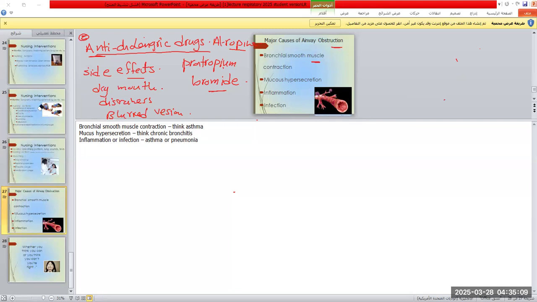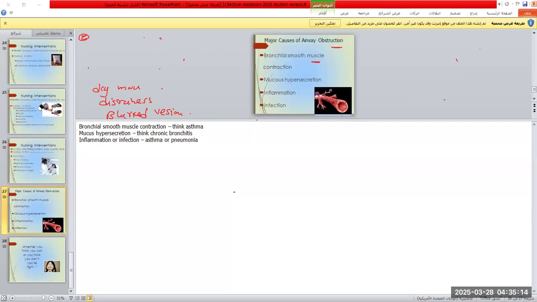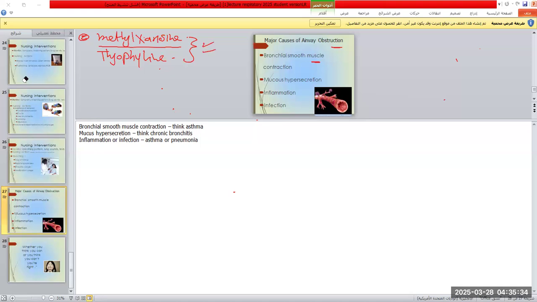It is the one she brought up in the exam: theophylline, also called methylxanthine. Both are the same drug, and in your exam she may use either name, so don't depend on one. Just save both names.